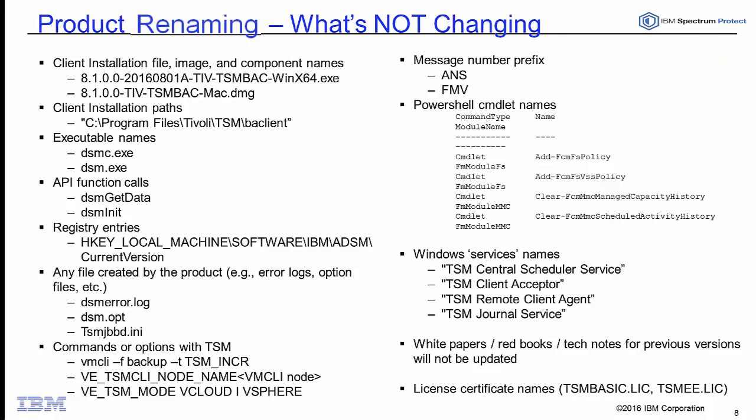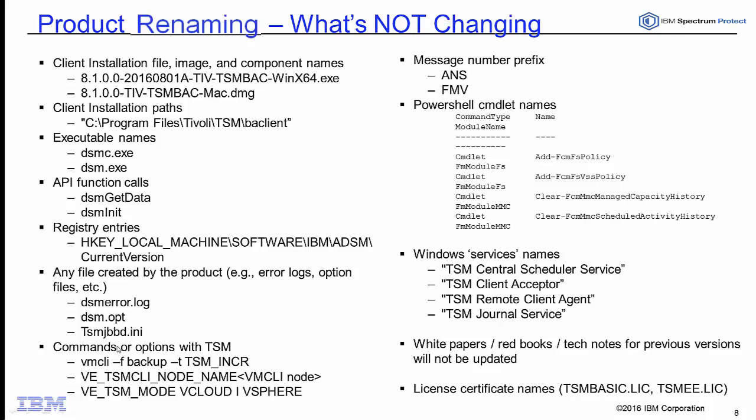What is not changing? The client installation files, unlike the Spectrum Protect server installation files, are not changing names. So you'll still see them referred to, for instance, as the TSM BAC. The client installation paths are not changing. The executable names remain the same. The API function calls are the same. The registry entries are the same. Any files created by the product, for instance, the error logs or the option files, still have dsmerror.log or dsm.opt.